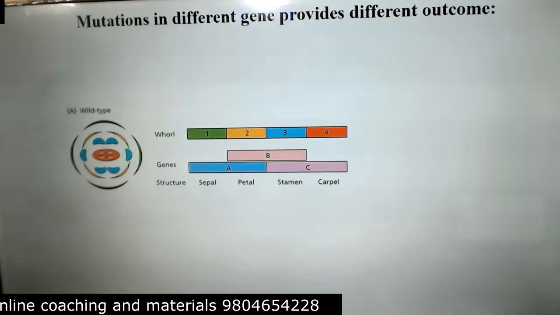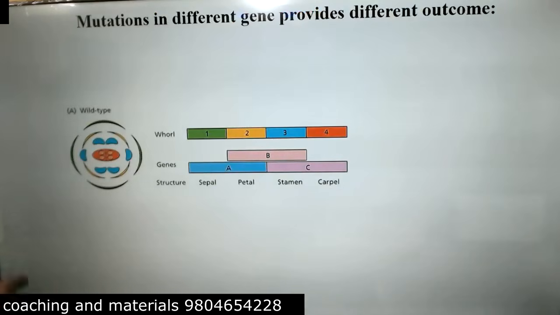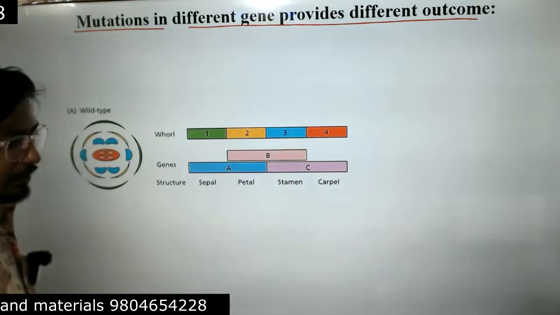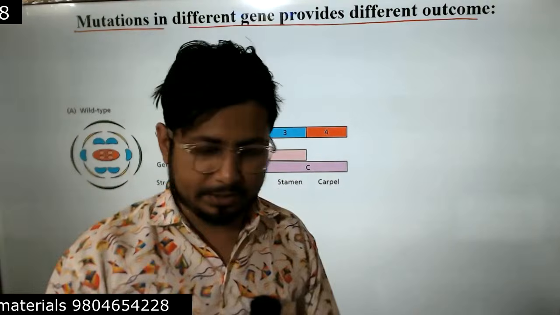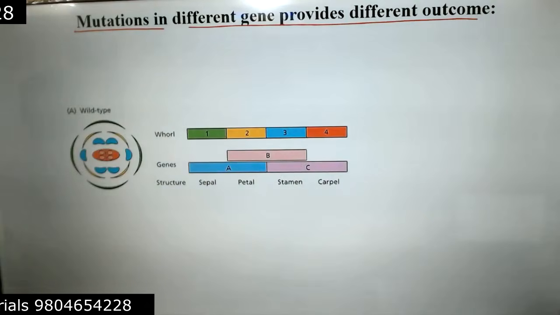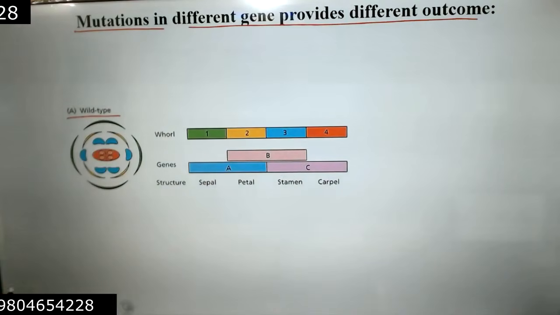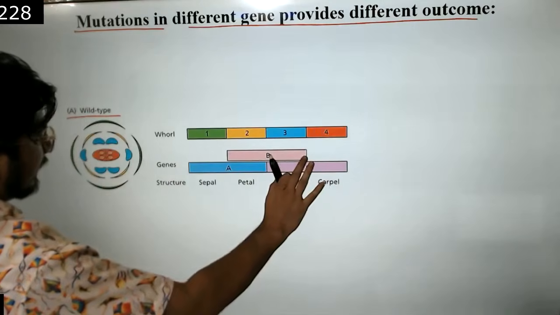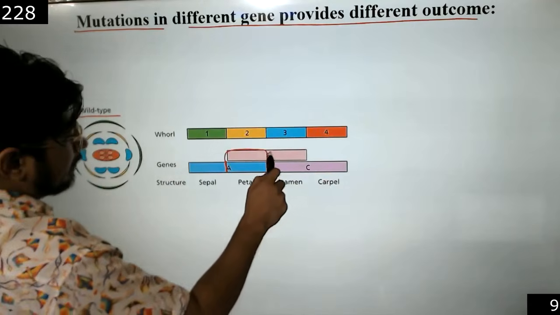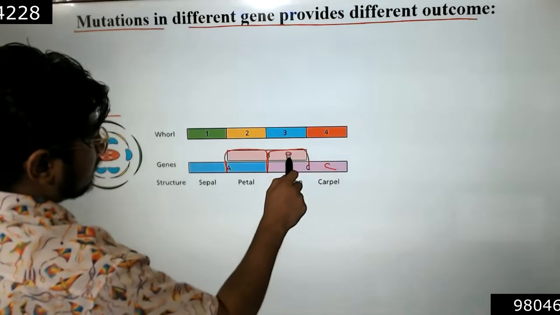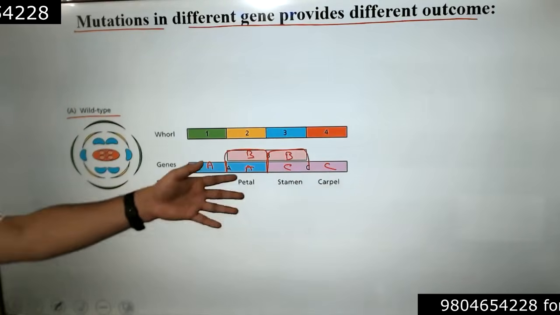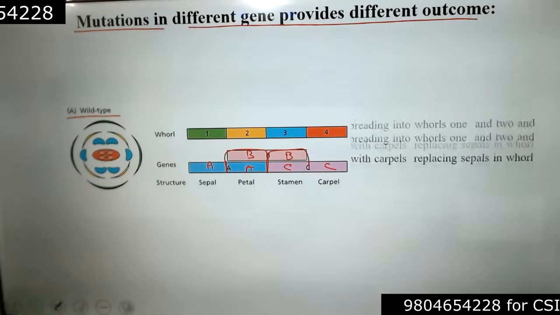Again, remember that way. Now, another important thing from the CSIR NET perspective is that mutations in different genes provide different outcomes. It's very important to understand the mutations here. So what do you mean by mutation? Say this is the wild type. In the wild type, we can clearly see the four different whorls, whorl 1, 2, 3, 4, and how the genes interact: A only, A plus B, B plus C, C only. Based on that, we have sepal, petal, stamen, carpel. Normal situation, no issues.